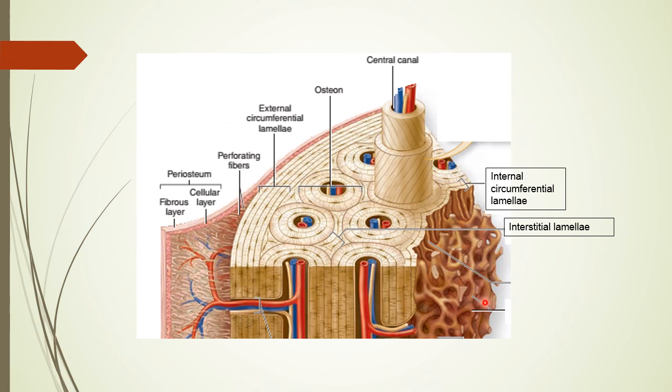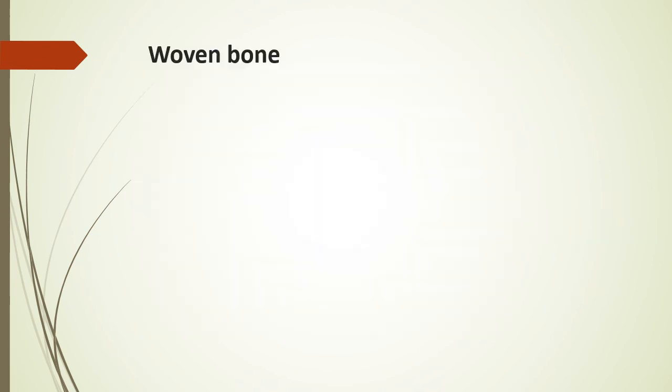Here is the site of the marrow cavity where this trabecular bone or spongy bone is found. So we have external circumferential lamellae, internal circumferential lamellae, interstitial lamellae, and concentric lamellae in the Haversian system, the osteon. So we have finished the lamellar bone, which is the mature bone, and how it is organized. Now we're moving to talk about the woven bone.